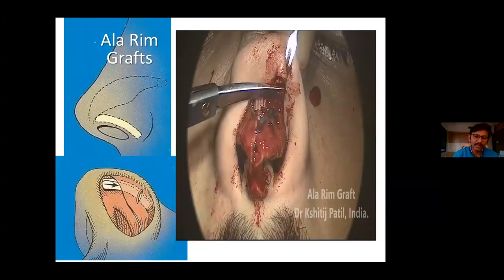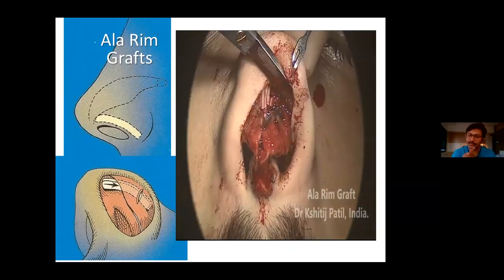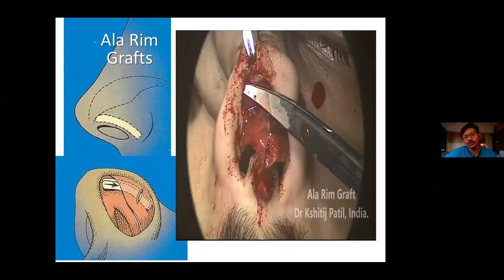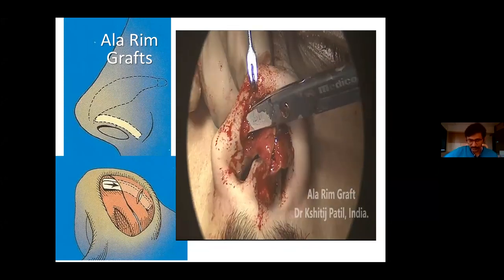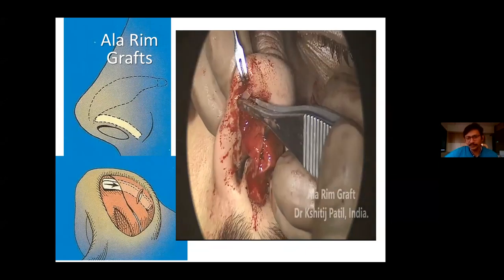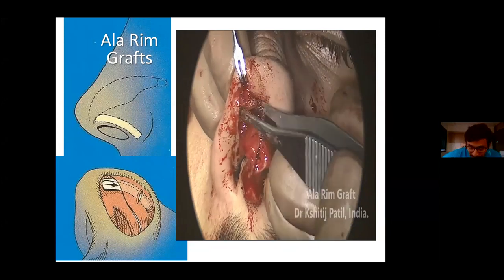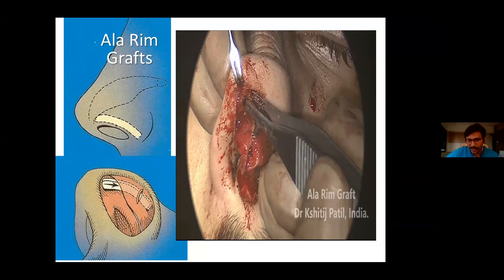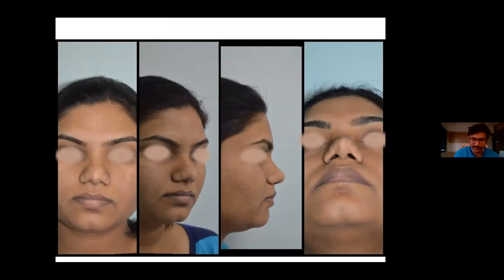Now, sometimes you can see your tip lobule looks isolated from the alar lobule, and this margin or border does not look straight. In such cases, you can put alar rim grafts. For an alar rim graft, you create a pocket in the alar rim and put a graft measuring 1 millimeter by 1.5 centimeters, and sometimes you may cut the edges of the graft so that it does not rock with the tip. So this is the alar rim graft. These were the different grafts that we studied.